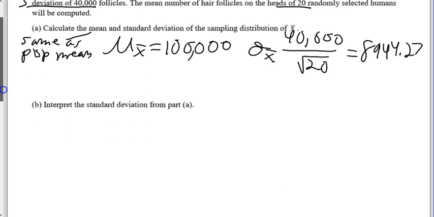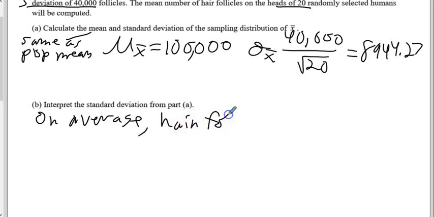And then we're going to interpret, as we always have, but this is a very easy sentence, not even a paragraph. On average, and we've already talked about the meaning of standard deviation, find out what are we talking about? We're talking about hair follicles. We don't even have to go that far. Just hair follicles, that's fine. Then we say the word typically. Typically, deviate from the mean.